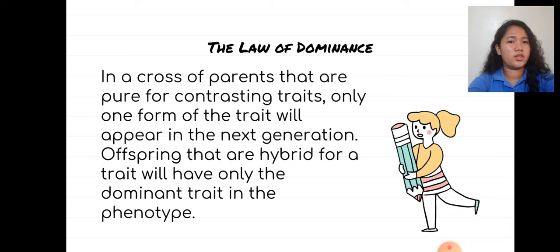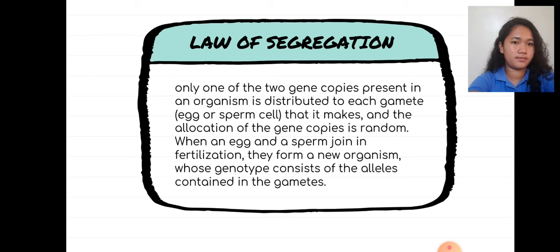The law of dominance: in a cross of parents that are pure for contrasting traits, only one form of the trait will appear in the next generation. Offspring that are hybrid for a trait will have only the dominant trait in the phenotype.